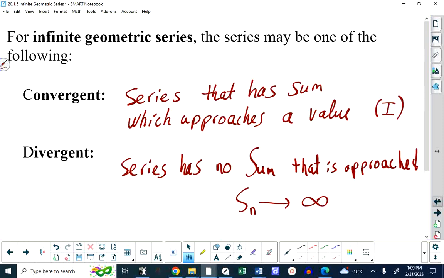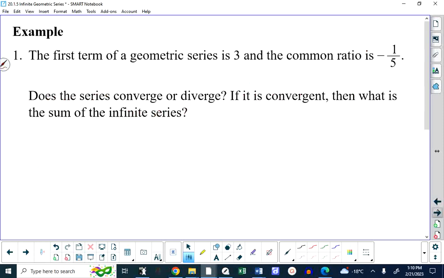And this lesson is perhaps the only lesson in the unit that really is about thinking. It's not just about formulas, although there will be a formula. It's about thinking. All right. The first term of a geometric series is 3, and the common ratio is -1/5. Does the series converge or diverge? That's the question. And in order for us to see if it converges or diverges, we have to look at what's happening to the sum. We have to find S1 and S2 and S3 and S4 and ask ourselves, is it exploding or is it settling down to some value?